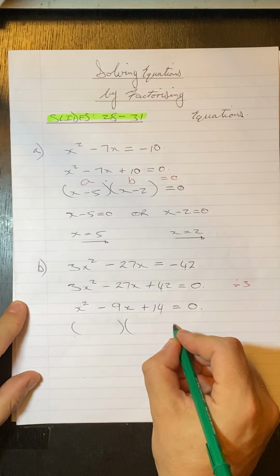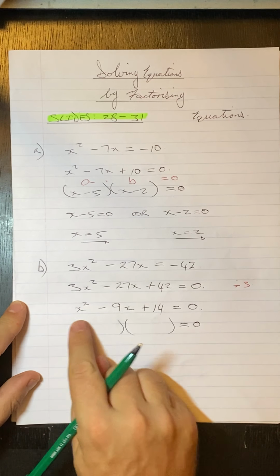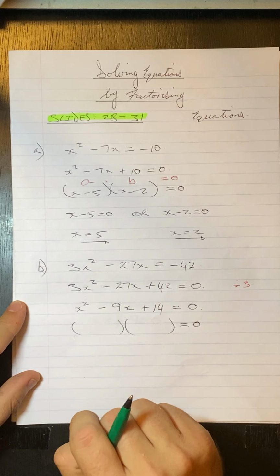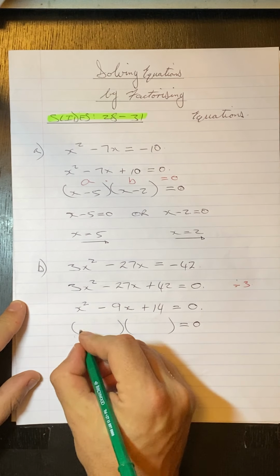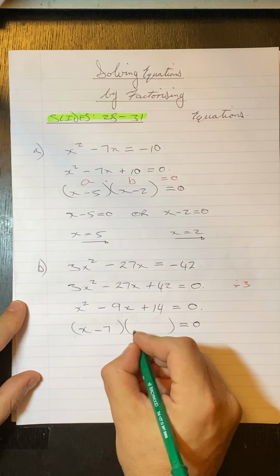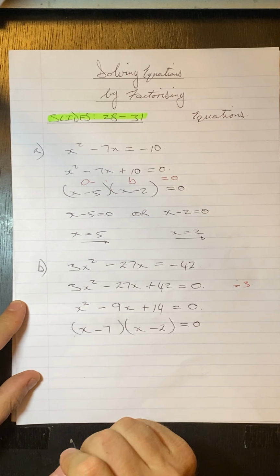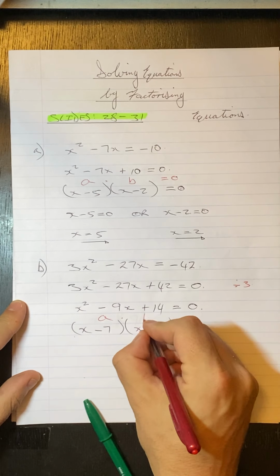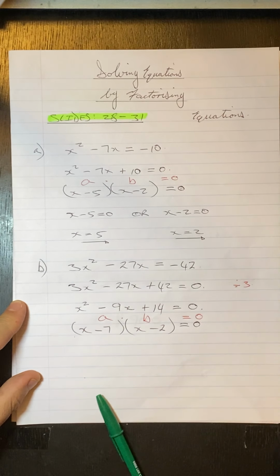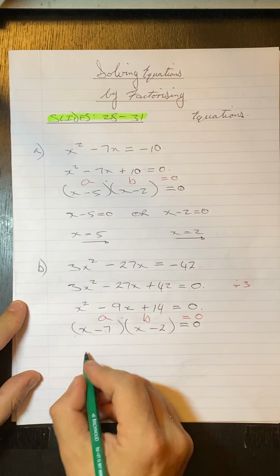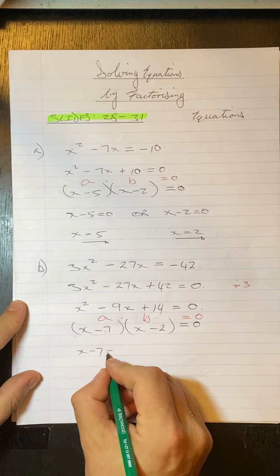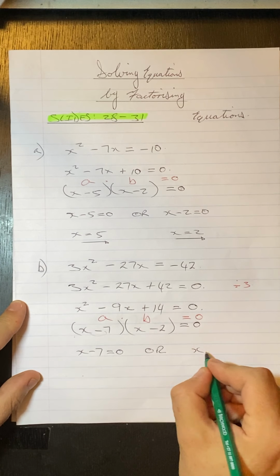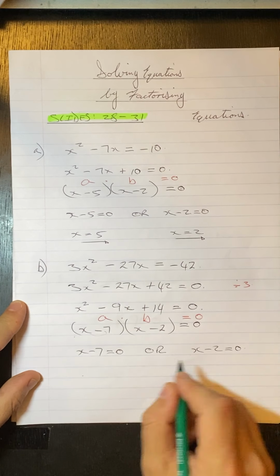Open up our two brackets. Again, go back to your factorization methods on how to do trinomials. If we have to factorize this, it'll be x minus 7, x minus 2. We have it in that form a times b equals 0. So it means that this thing will be equal to 0. x minus 7 equals 0, or this thing will be equal to 0, x minus 2 equals 0.